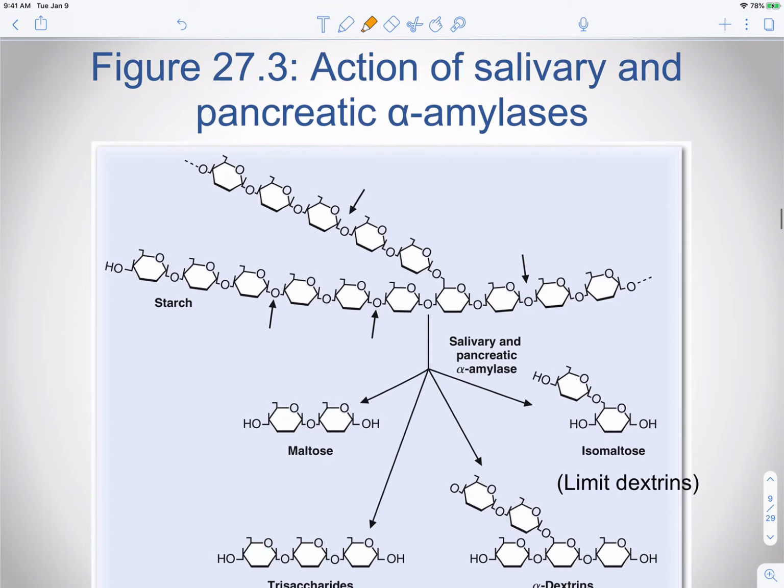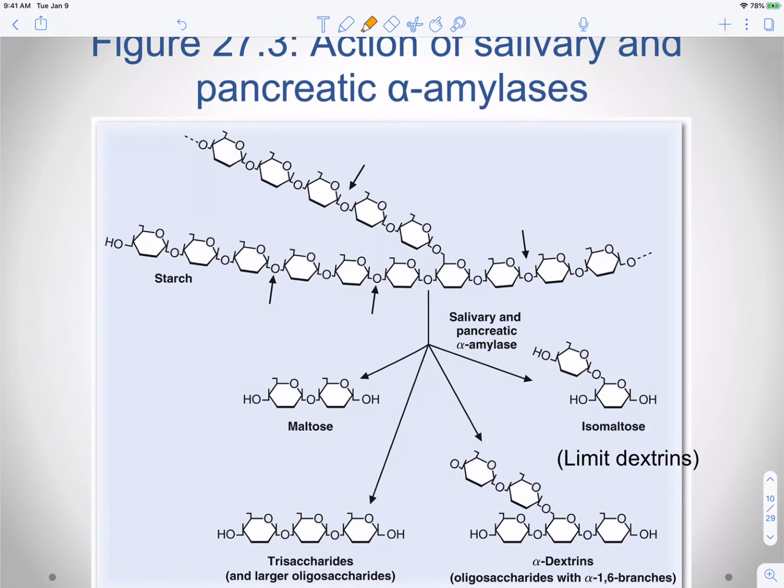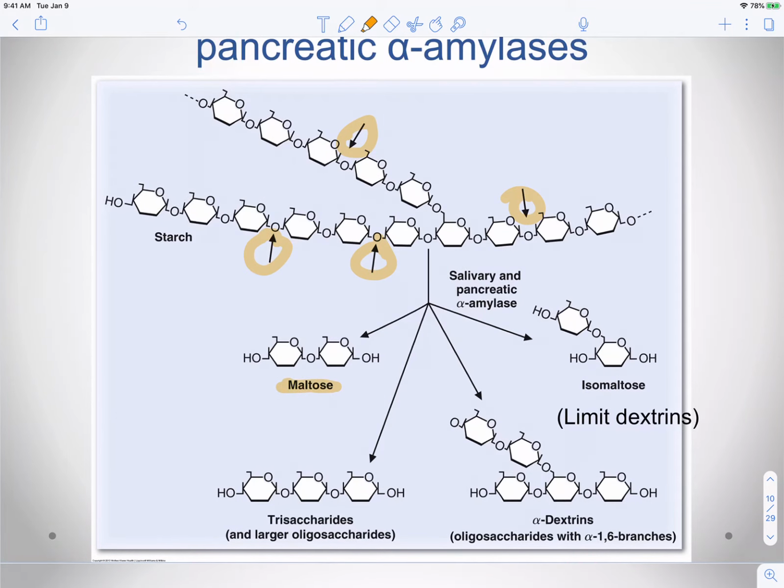So this is the action of salivary and pancreatic alpha amylases. Again, they're going to attack those alpha 1,4s randomly, internally. They don't work on the reducing and non-reducing ends. They only work on the middle. And then you're going to have different sizes that result. You'll have a disaccharide maltose. This can go to the brush border and be broken down into glucose and then be absorbed. You also have isomaltose, which will have that 1,6 bond that alpha amylase cannot work on, and so we'll have to bring in another enzyme to work on that.